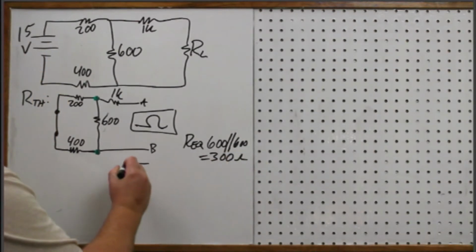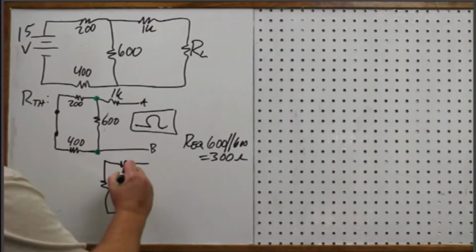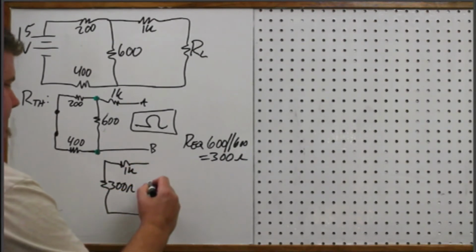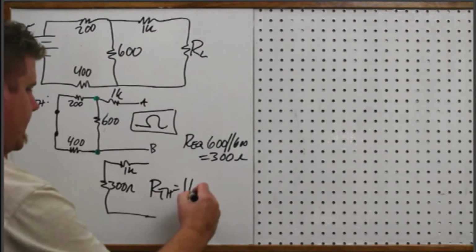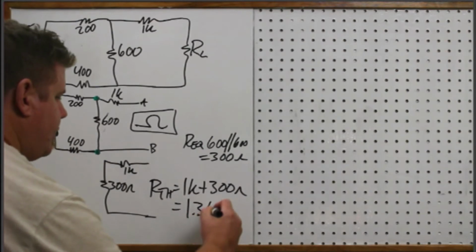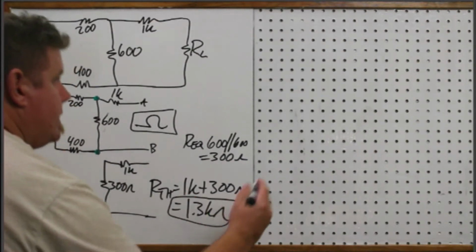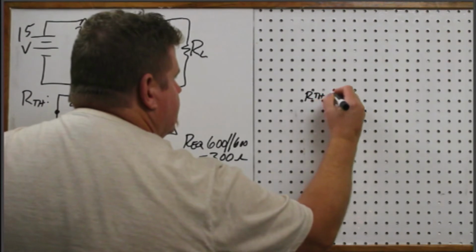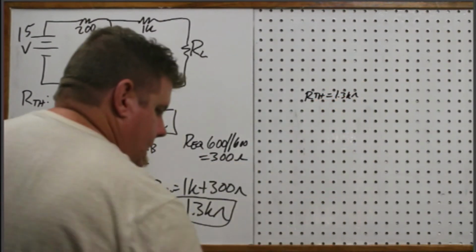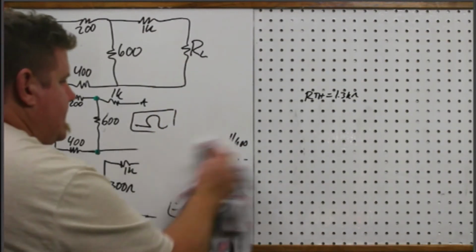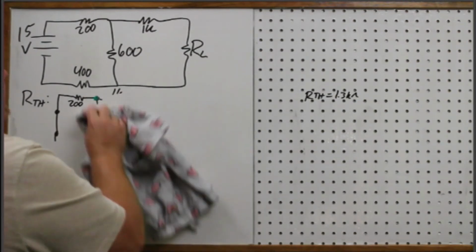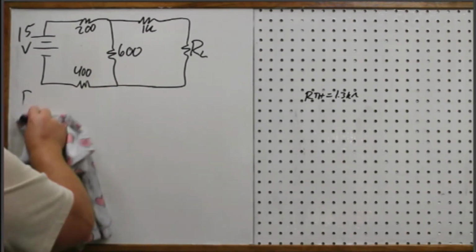So that makes this. And now I'm at an essentially series circuit. And so my RTH is 1K plus 300. So that's 1.3 kiloohms. So RTH, 1.3 kilo. Right? Now, I can erase this, and I'm going to forget about it because I don't want it to influence what I'm doing in this next part. You have to do these calculations in a silo.